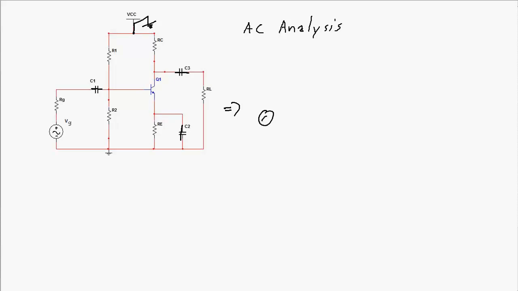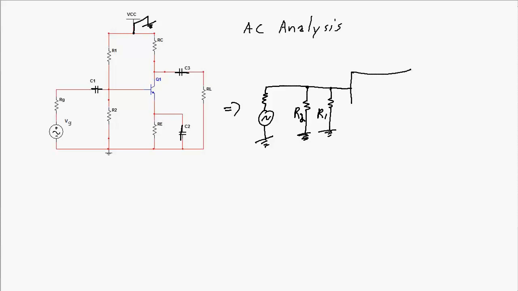So I've got my voltage source, my AC source here. I've got this resistor, RG. I have R1, which was always connected to ground. This would be R2, which was always connected to ground. I also have R1, which is now connected to ground because I shorted the VCC. Then I go into my transistor.